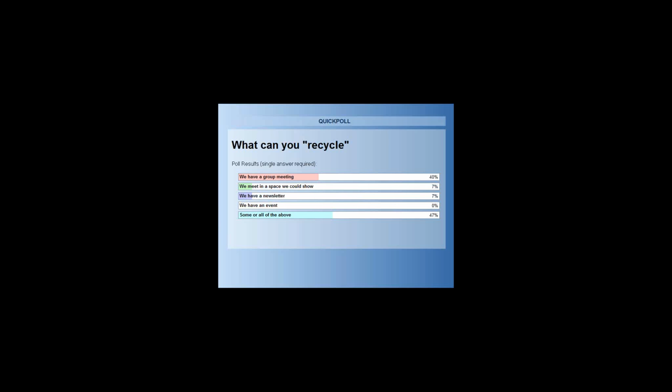So it looks like a lot of people have group meetings. Those are very, very easy to ask district staff or legislators to attend, to stop by, to meet the folks in the support group, and I'm going to show you how to do that in a minute. Got something you could show, a newsletter. Don't have a lot of events coming up, but do consider if you're doing an event, even if it's a walk or something along those lines, a fundraising event. They do love to know about those, or some or all of the above.